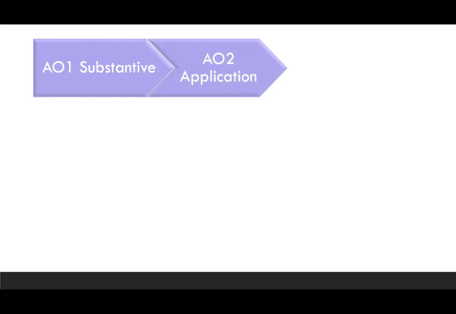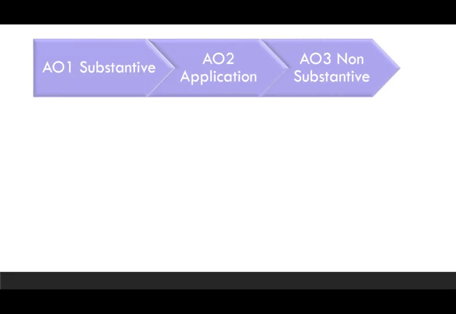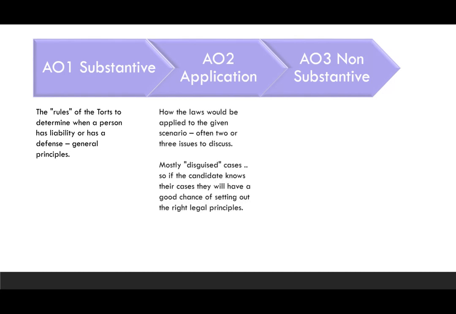Just like human rights and criminal law, the exam is marked using 3 assessment objectives, and these should be pretty familiar by now if you've watched other videos in the series. In case you haven't, here's a quick overview again. AO1 substantive law is about the rules of the torts that enable us to determine when a person has liability or when they have a defence against that liability. So it's covering the general principles.